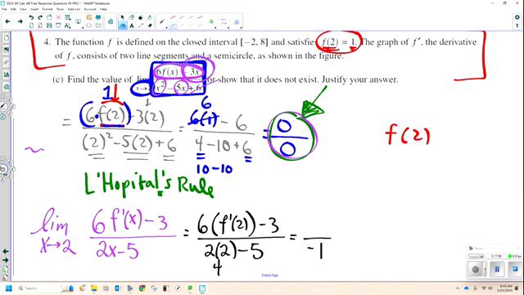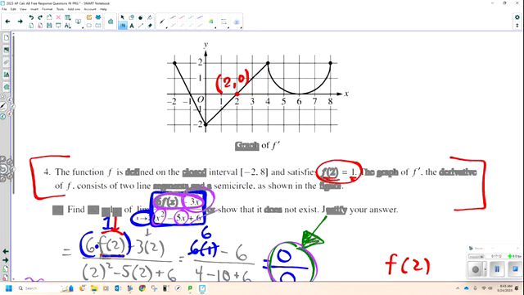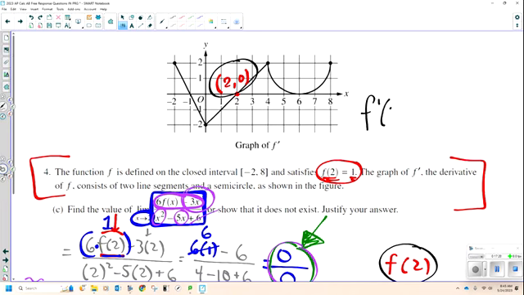Now we need f prime of 2. Now I can go look at my graph. This is legit now. I see f of 2 right there in red. Anyways, f prime of 2 is 0. That's an x and y coordinate of the graph of the derivative. So anywhere I see f prime of 2, I'm going to substitute in a 0.